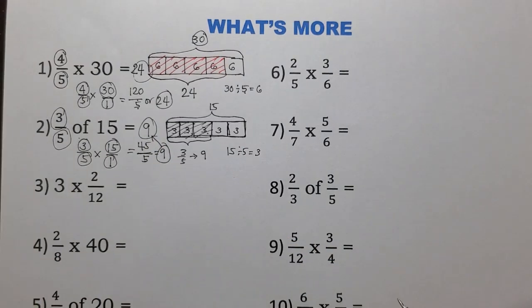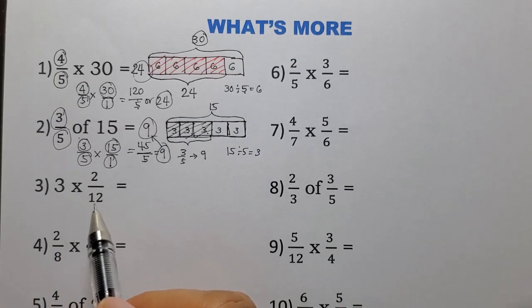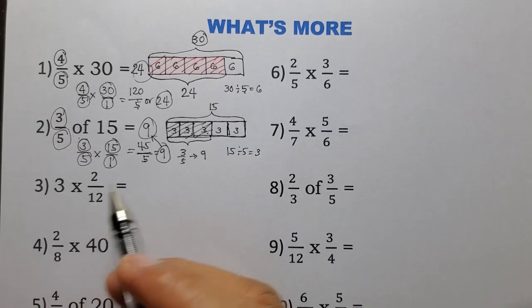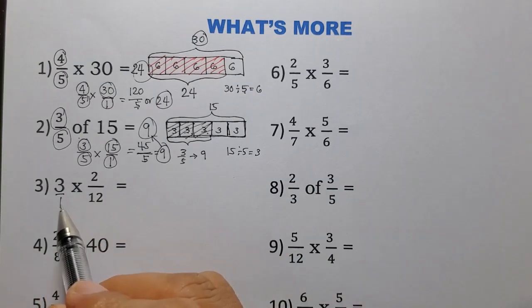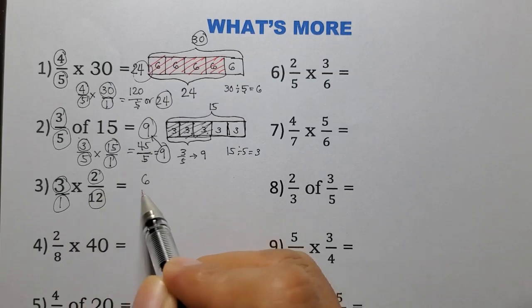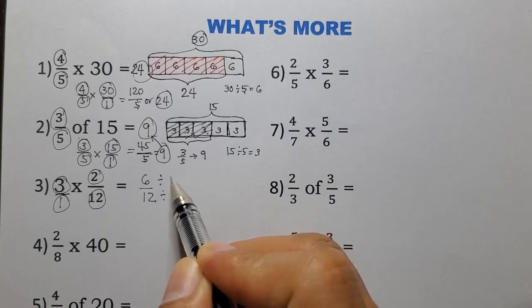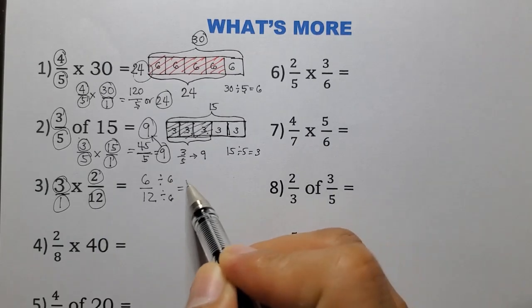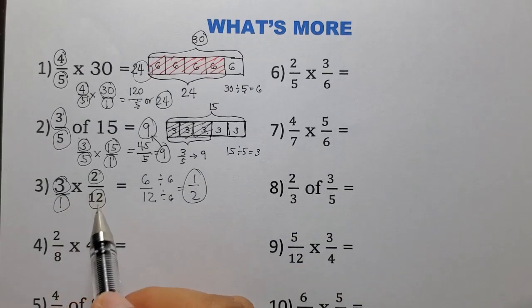Next item. The next item that we will have to do is 3 times 2 twelfths. So when you say 3 times 2 twelfths, if you really wish to make this a fraction, the whole number, you will write the denominator of that as 1. So 3 times 2 will give us 6. 1 times 12 will give us 12. And this fraction could be written in the simplest form, such as divide both numerator and denominator by 6. So that is 1 half. Therefore, 3 times 2 twelfths is equal to 1 half.